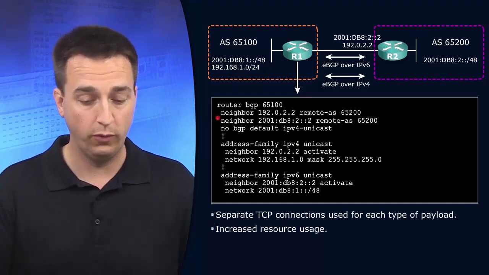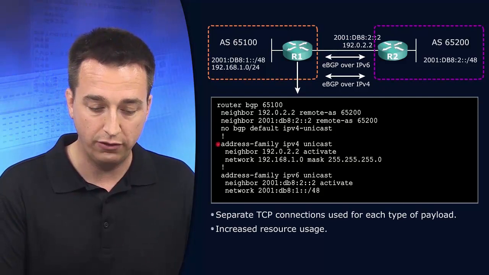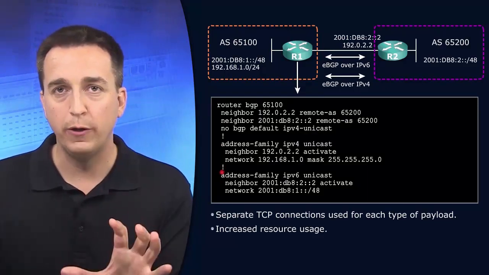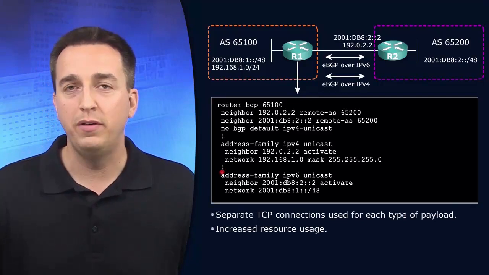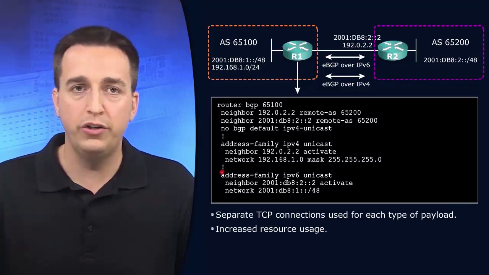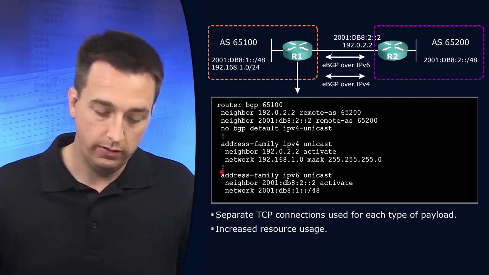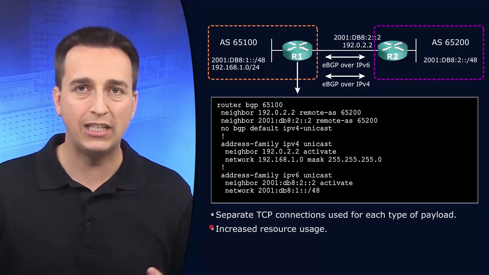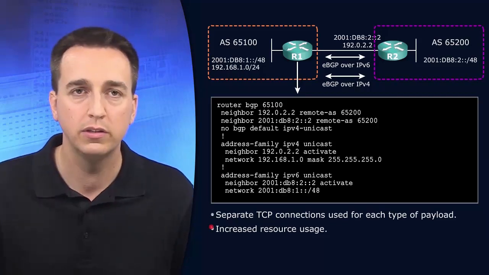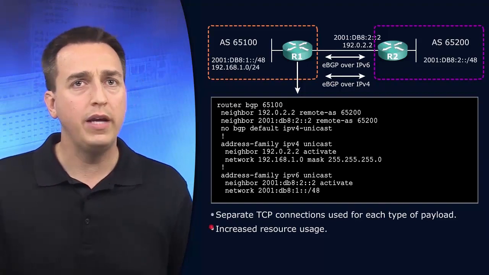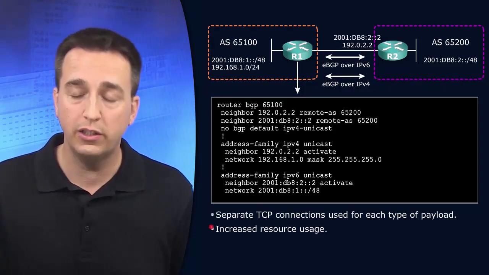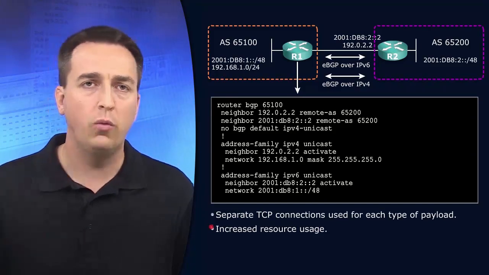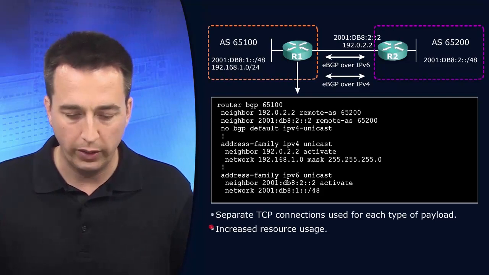It's just IPv4 versus IPv6. And then down in the address family, you can see you're activating that particular neighbor based on their IPv4 or IPv6 address. What is this going to do for us? Well, one, increased resource usage, because now we have multiple sessions between the exact same neighbors for IPv4 and IPv6. The IPv4 traffic is going to be using the IPv4 sessions, and the IPv6 routes are going to be using the IPv6 session instead. So we're keeping everything separate at this particular point in time.